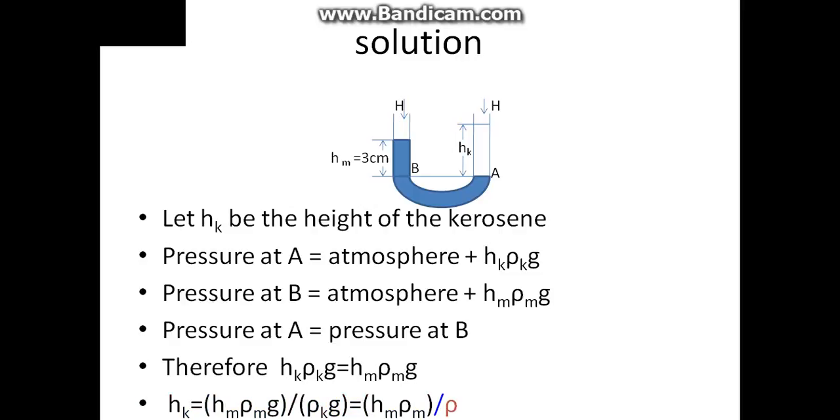Making Hk the subject of the formula, you have Hm rho m g over rho k g, which is Hm rho m over rho k. Replacing the known values, we have 3 times 13.6 all over 0.8, which will give us 51 cm.